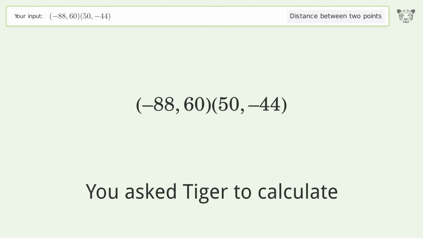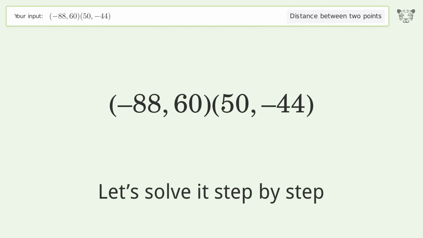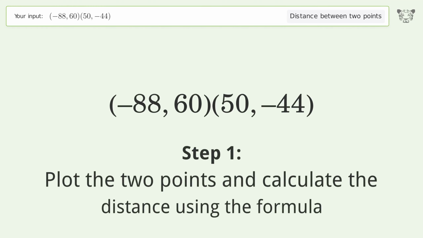You ask Tiger to calculate. This deals with the distance between 2 points. The distance between the 2 points is the square root of 29,860, or 172.8. Let's solve it step by step. Plot the 2 points and calculate the distance using the formula.